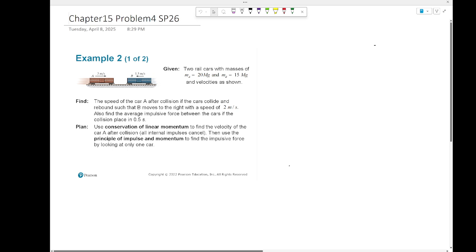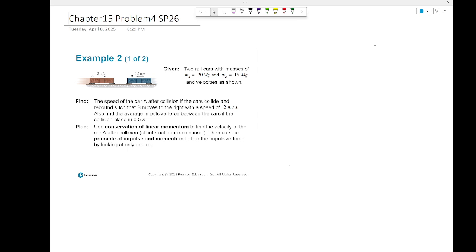That's the strategy. Then, to find the impulsive force, use the principle of impulse and momentum by looking at only one car. Remember the impulse force equation, right? That's what we'll be using. Anyway, that's the whole thing that we are planning to deal with today. Let's start. Any question about the problem itself? Everyone understand? Dylan, you're good? All right, perfect. Let me start.